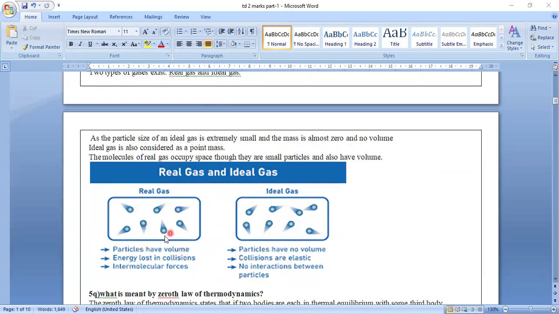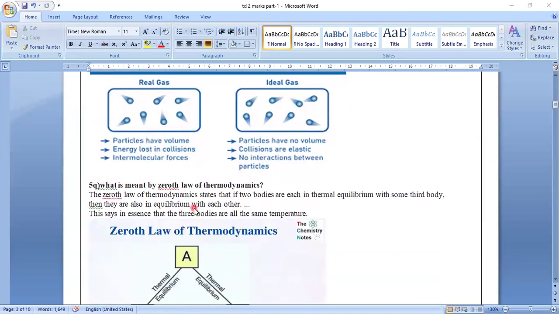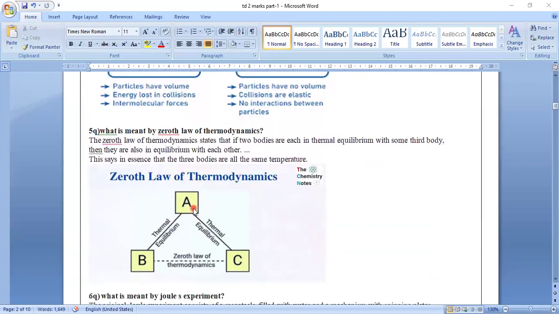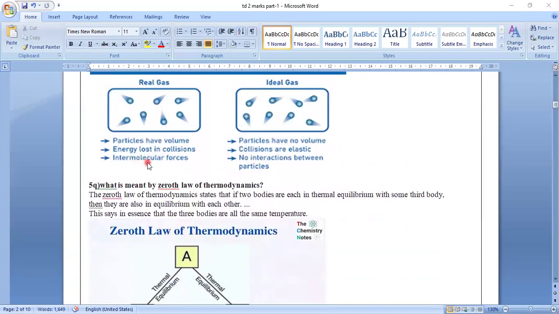So you can see here real gases and ideal gases: they have volume, they don't have volume. They have almost zero mass, they have some mass. This is the difference between real gases and ideal gases in thermodynamics. Here also, energy is lost in collisions. Collisions are elastic, with no intermolecular forces or interactions between the particles.